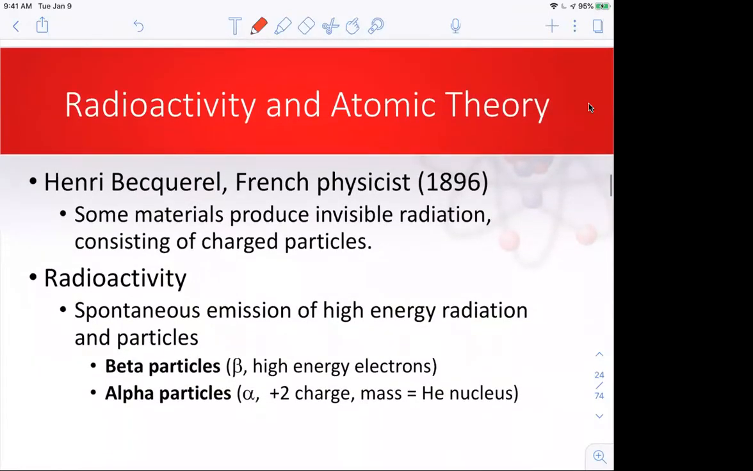Now, around the same time, Henri Becquerel found that some materials produce invisible radiation, which consists of charged particles. This was called radioactivity, which is the spontaneous emission of very high energy radiation in particles. There are several different types of particles that can be emitted. I can have beta particles, which are basically high energy electrons, or alpha particles, which are basically the nucleus of a helium atom, which has a +2 charge.